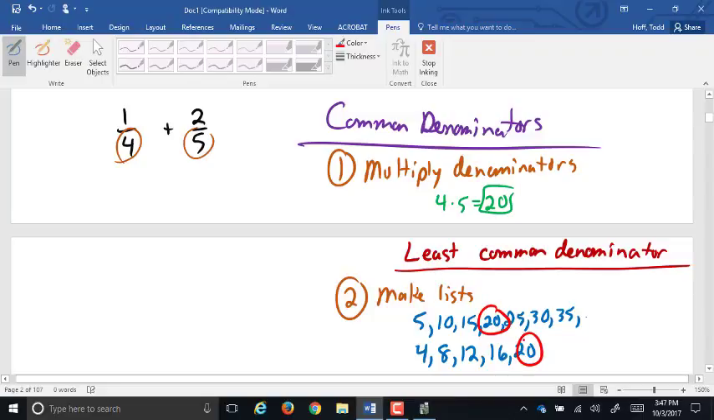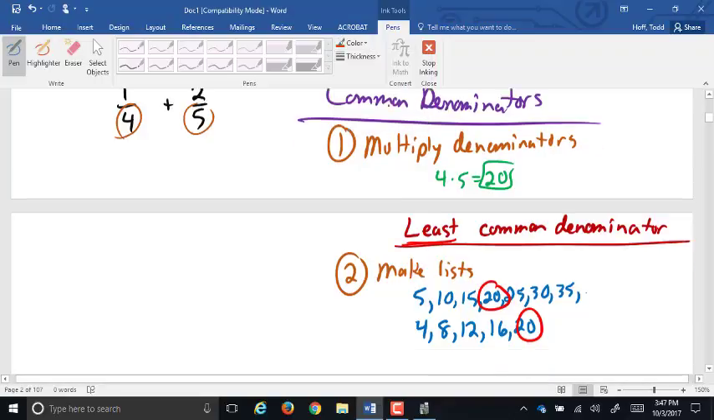20 appears in both lists. It's the smallest number that appears in both lists. If we kept going, we would find 40, 60, 80, 100, 120, 160. There's a bunch of numbers that will be in both lists. That's the smallest one in both lists. So that's that least common denominator.